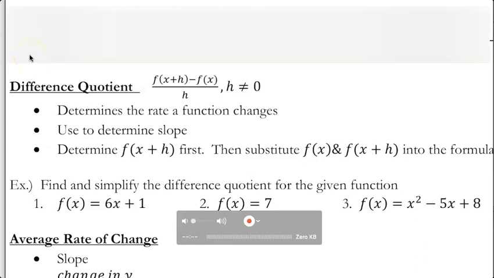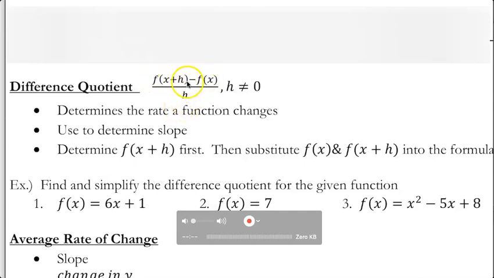So let's take a look at our difference quotient. For the difference quotient, it's listed on here. We have f of x plus h minus f of x over h. And so for that difference quotient, we're going to plug in the pieces as you see.